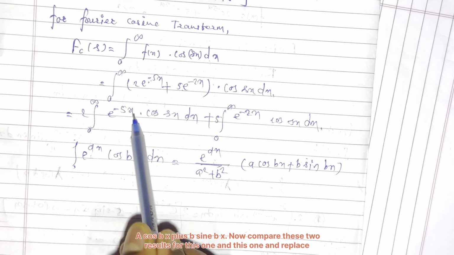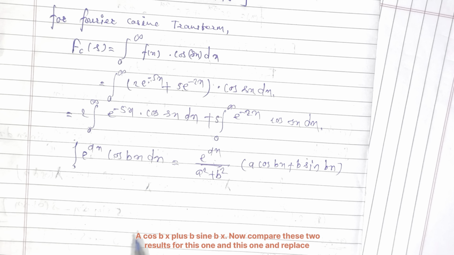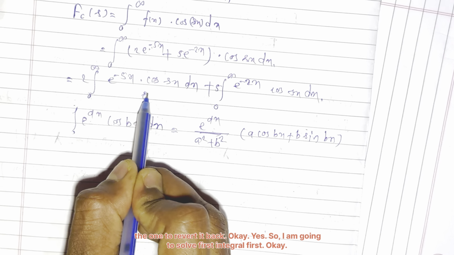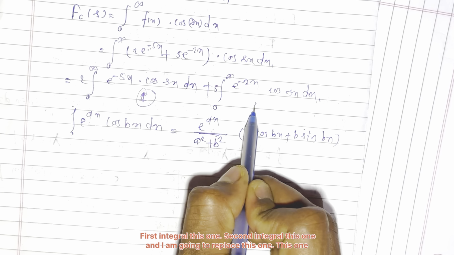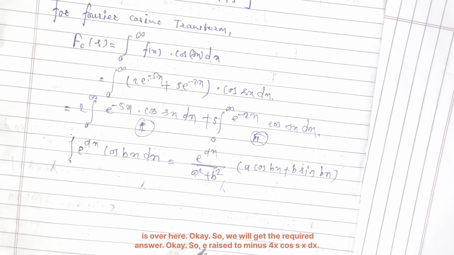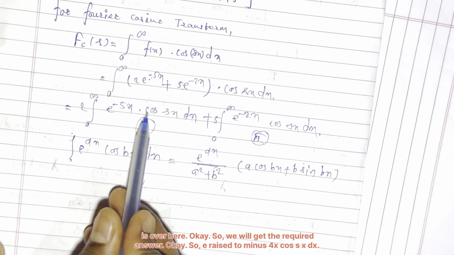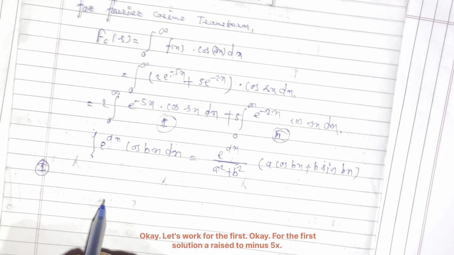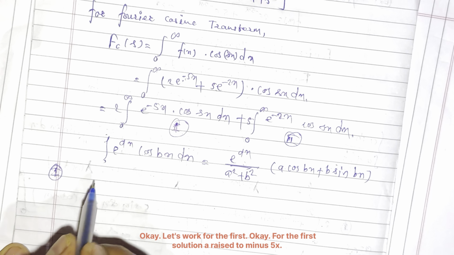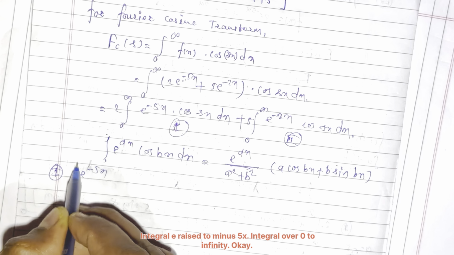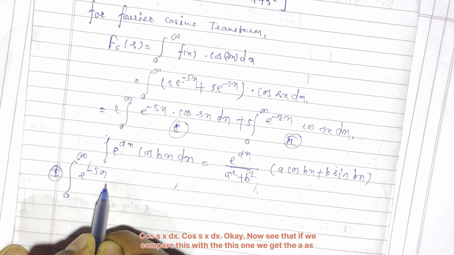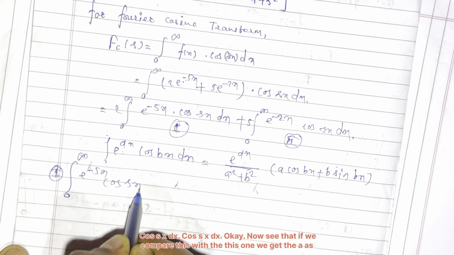Now compare these two results and replace the values. I'm going to solve the first integral first, then the second integral, and replace these values over here so we get the required answer. So for the first integral: integral of e^(-5x) cos(sx) dx over 0 to infinity.